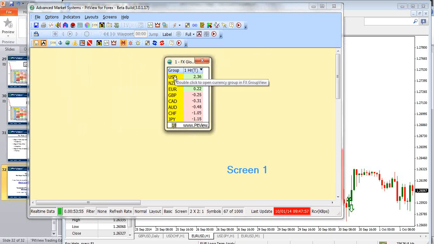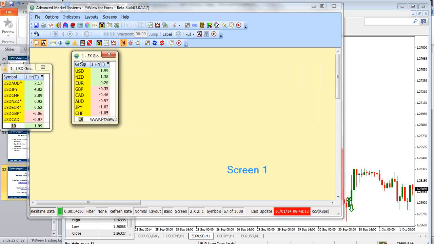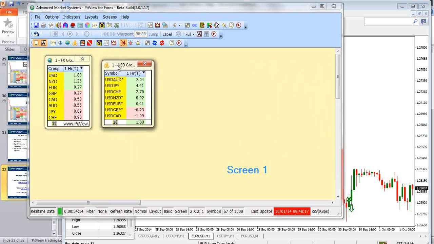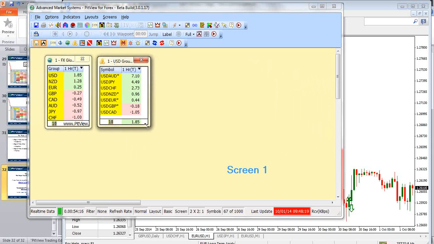The last hour, I see dollar has been very well bid. I see the yen has been extremely well offered. What I would do next is once you have global view up, every other indicator from PitView is just 1 click away. I'm going to double click on the dollar. And that'll bring up group view.